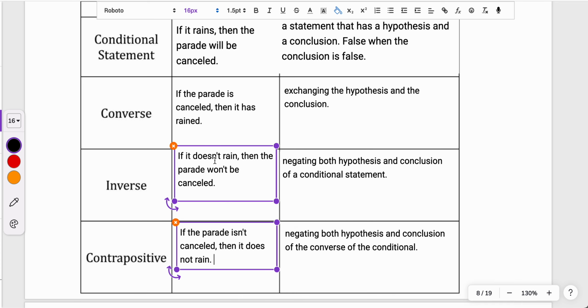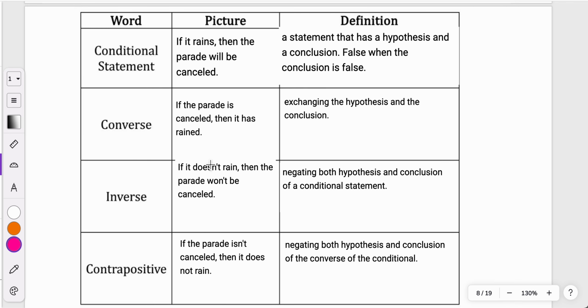Now, there are a few ways to write this. I'm going to show you your P's and Q's. So, a conditional statement, if it rains, then the parade is canceled. That is a P, then Q. Okay? So, raining is P, and then the parade's canceled, that's Q. Converse is flip-flop of that. So that is Q, then P, right? Because you have exchanging the hypothesis, raining, with the conclusion, canceling parade.